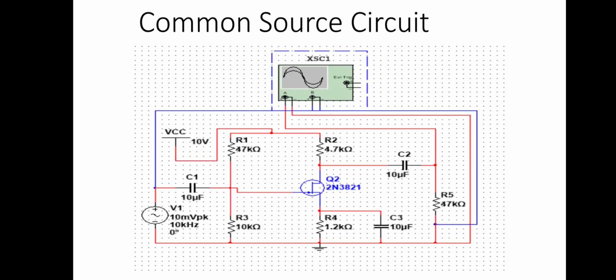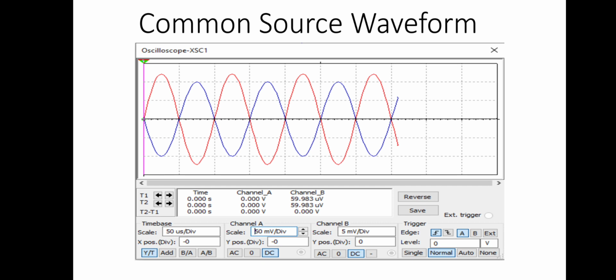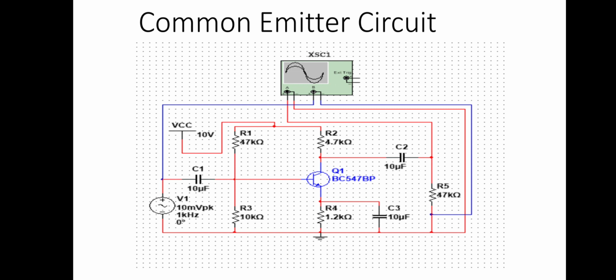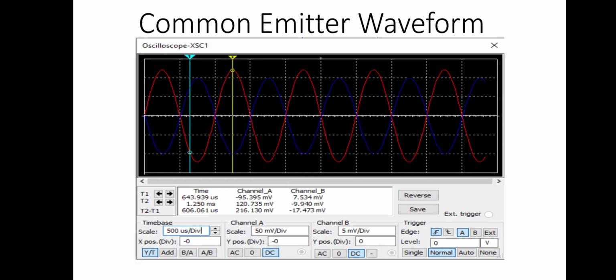This is the circuit diagram of common source circuit and common source waveform. This is the circuit diagram for common emitter circuit. This is the common emitter waveform.